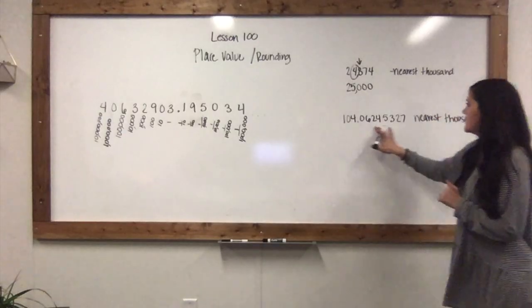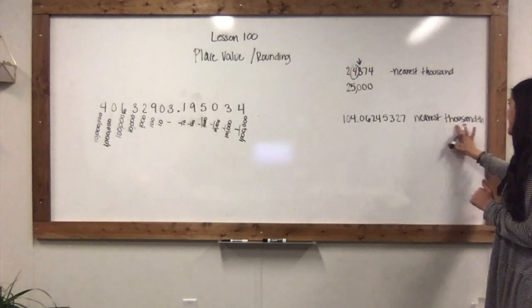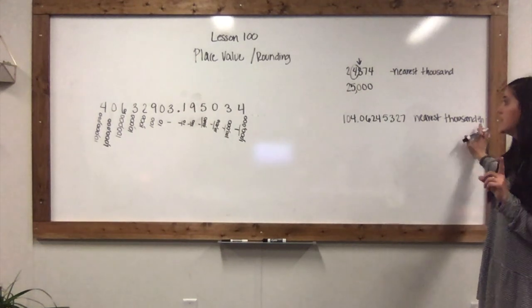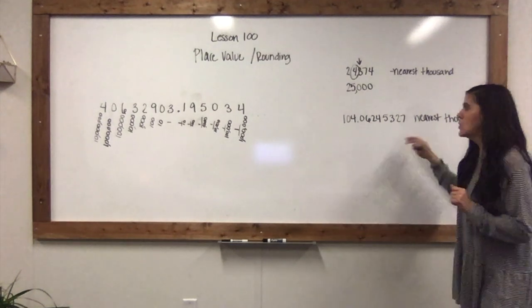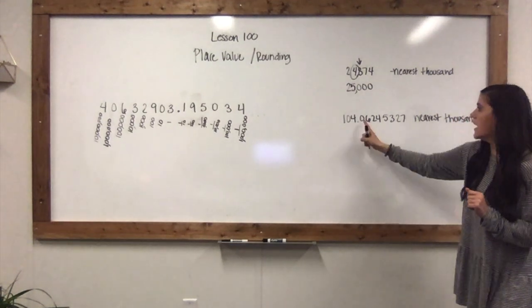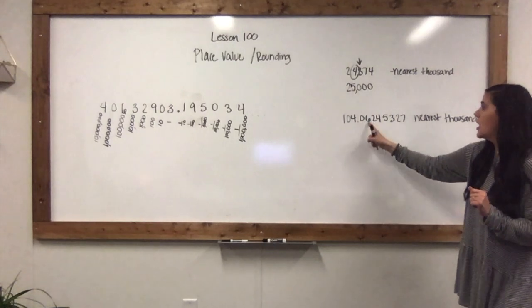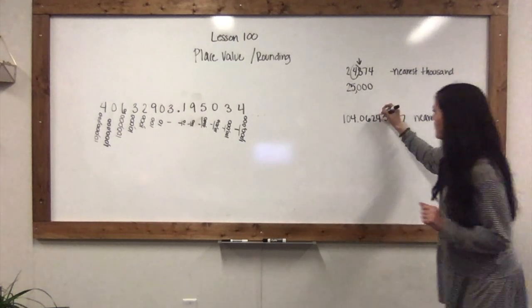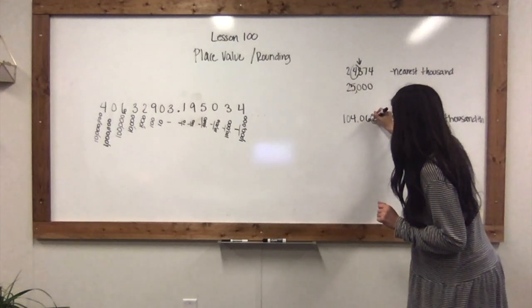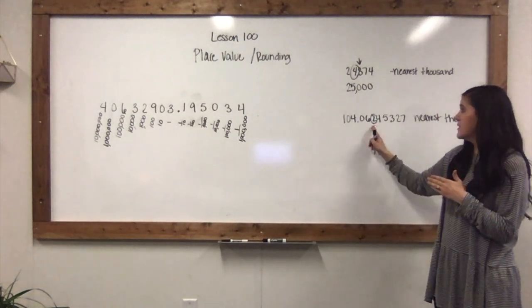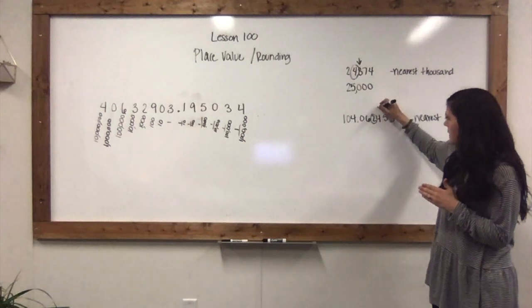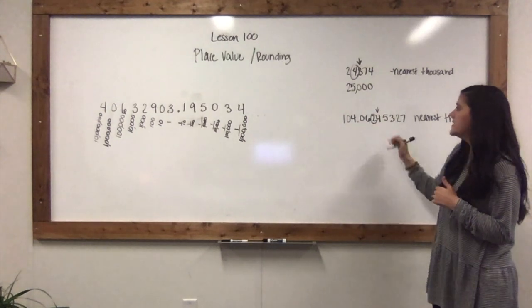All right, let's look at this one. This says to the nearest thousandth. So anytime we see that TH at the end, we know it's going to be on this side of the decimal. So the thousandths place, we've got tenths, hundredths. Now we're going to have thousandths right here. Because we're rounding to this place, we're going to look at the number directly to the right of it. It is a 4.